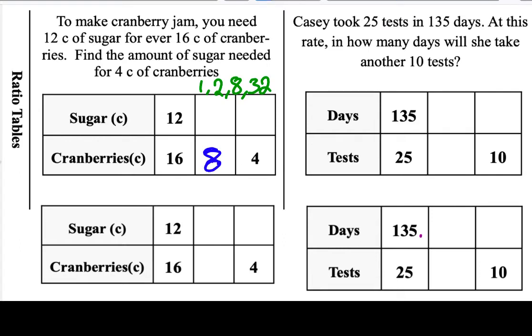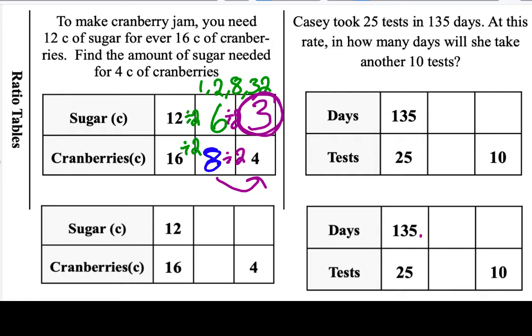Well, here's the question to ask yourself. How did it go from 16 to 8? Well, I divided by 2. So in order for it to stay equivalent, I have to do the same thing here. I have to divide by 2, and that gives me 6. Now I need to go from the 8 to the 4. Well, to get from 8 to 4, I divide by 2. So I do the same thing up top and get 3 as an answer. That's my final answer: I would need 3 cups of sugar to go with 4 cups of cranberries for my jam.